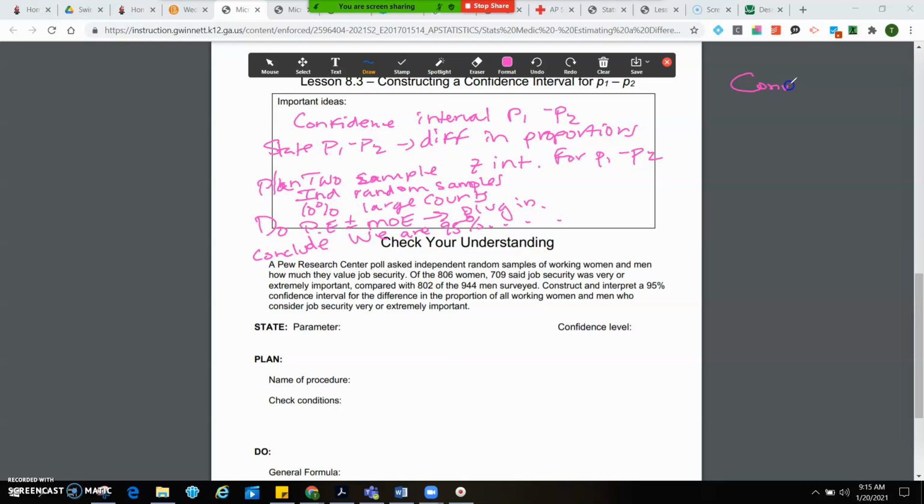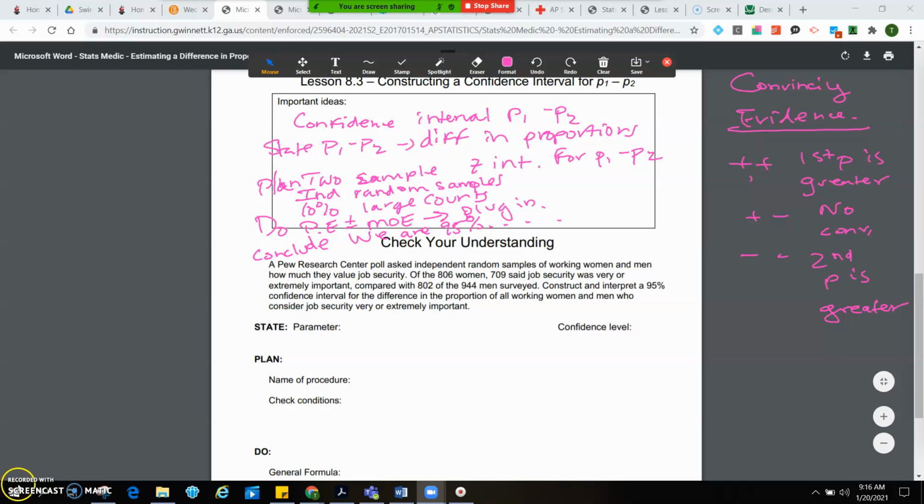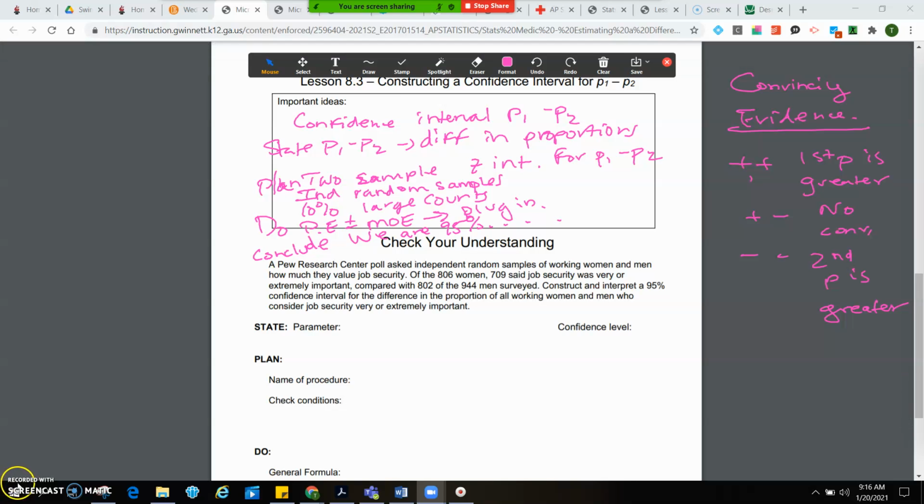And the last thing that we talked about is, does it have convincing evidence? And again, that's when you have the plus plus. The first proportion is greater. Plus minus, neither, or no convincing. And then minus minus, second proportion is greater. Okay, so I'd like for you to pause the video and try the check your understanding, and then we're going to get you to check your work.